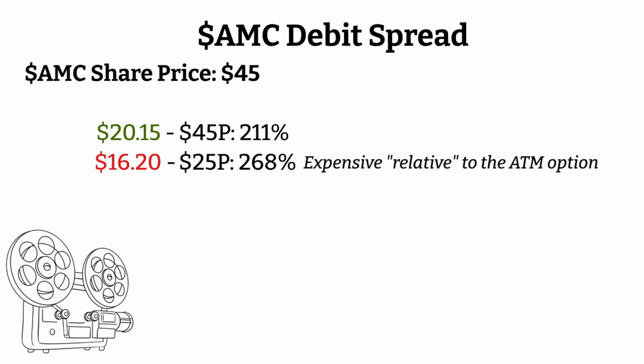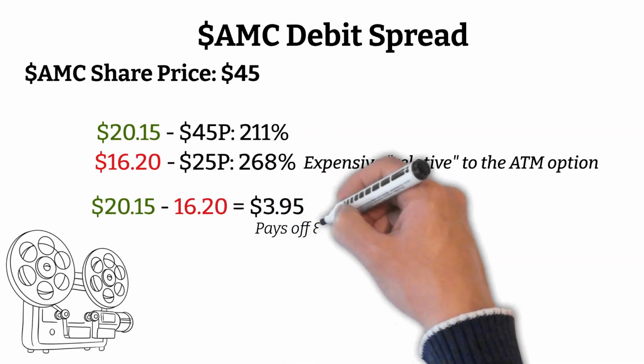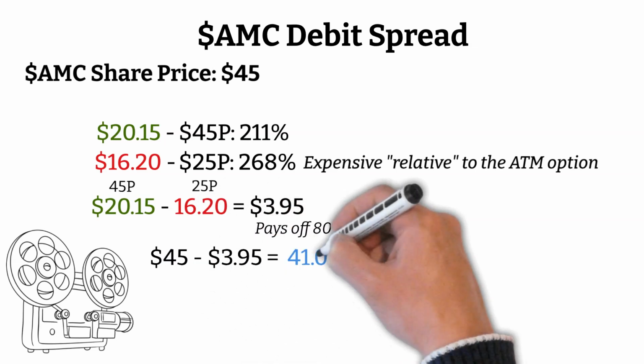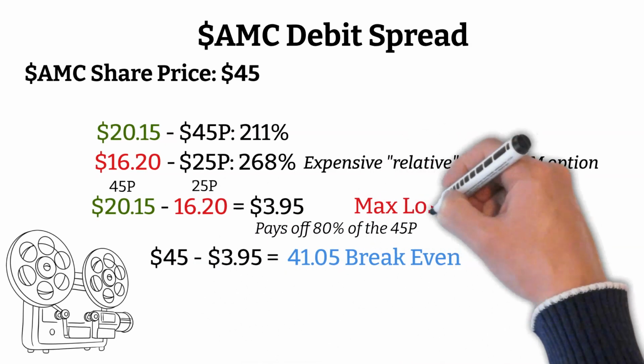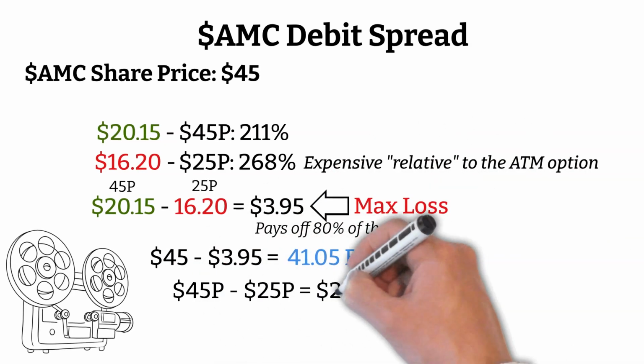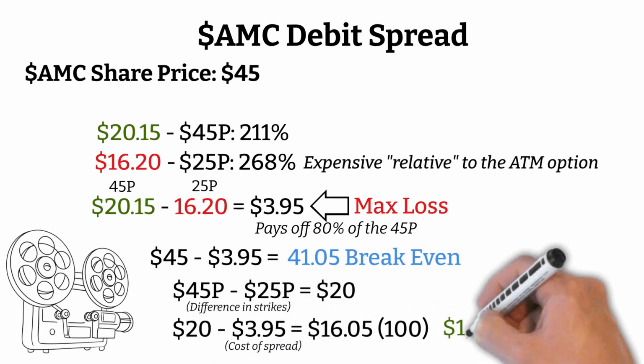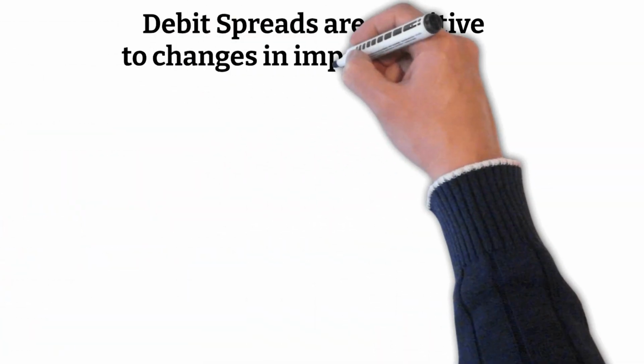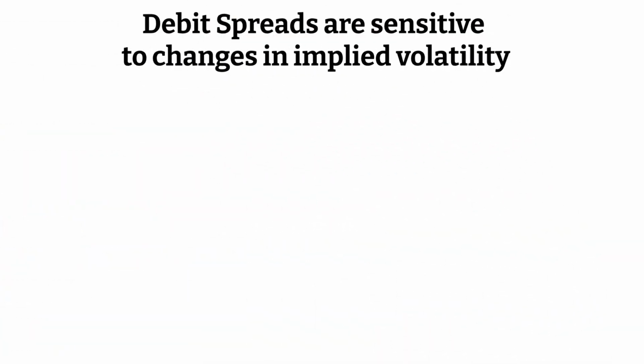The $45 strike costs $20.15, while the $25 strike is trading for $16.20. This means by selling the $25 strike, you pay off over 80% of the $45 put option, giving me a break-even point of $41.05. The maximum risk is $3.95, while your maximum profit potential is almost 4 times that, at $1,605.